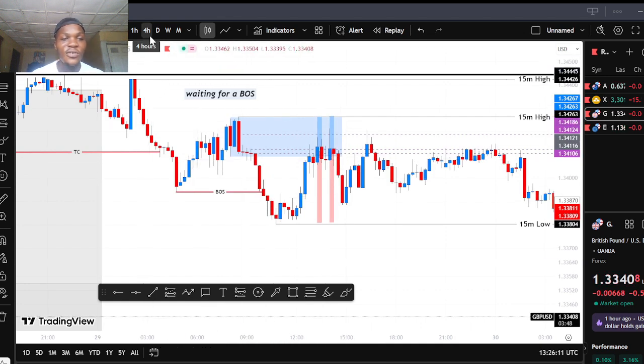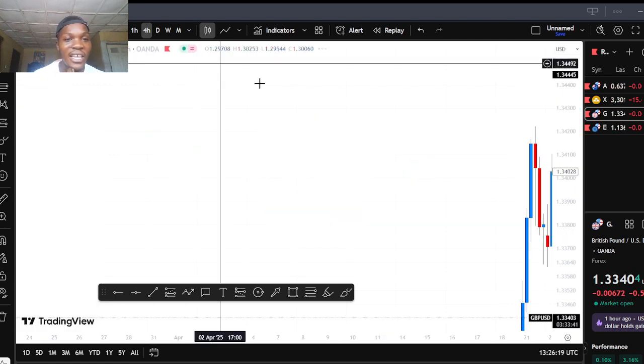Guys, this is a trade I took on Tuesday, and I'm about to show you the gist of this trade and how this entire trade played out. So heading now to the 4-hour time frame.